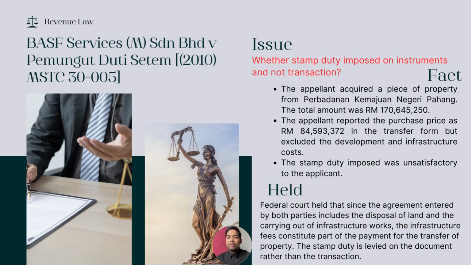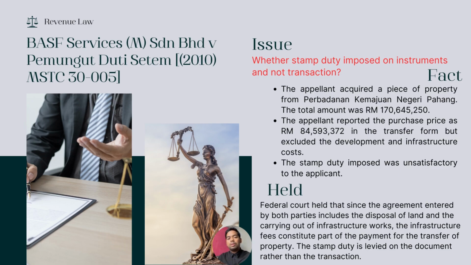Referring to BASF Services Sdn Bhd versus Pemungut Duti Setem, the facts of this case are that the appellant acquired a piece of property from Perbadanan Kemajuan Negeri Pahang. The total amount was 170 million, but the appellant reported the purchase price as 84 million, excluding the development and infrastructure cost. So the stamp duty was imposed based on the total amount of 170 million. The stamp duty imposed was unsatisfactory to the appellant.